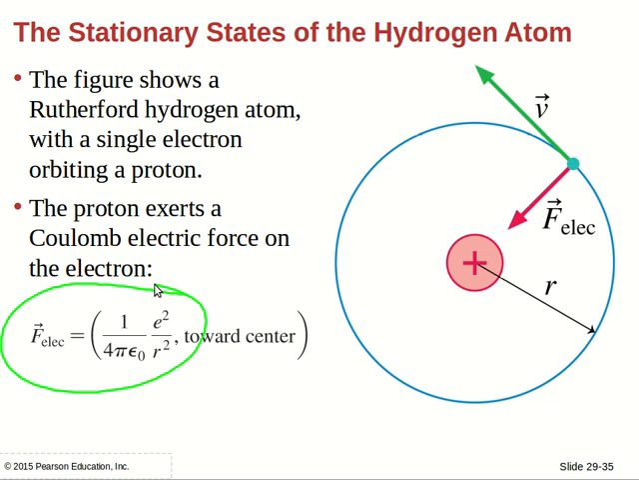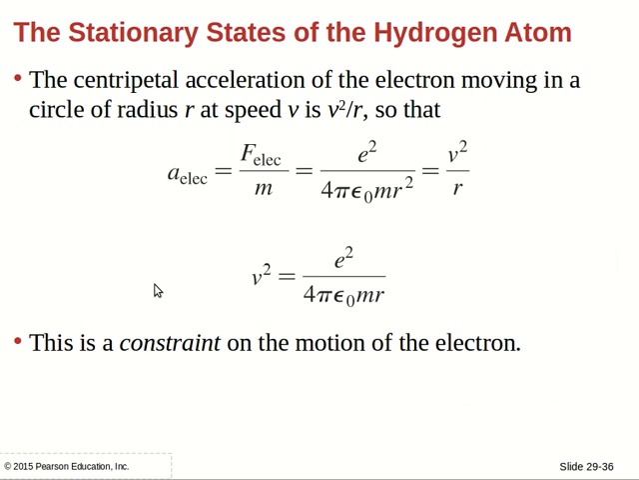The Coulomb force is listed right here. It's e squared over 4 pi epsilon naught r squared, where e is the charge of the electron and the nucleus each, and r is the distance between them. As we know, the centripetal force is directed toward the center of the orbit. And so the acceleration of that particle, the centripetal acceleration of the electron, is going to be the electric force divided by its mass, which we would equate with the centripetal acceleration, v squared over r.